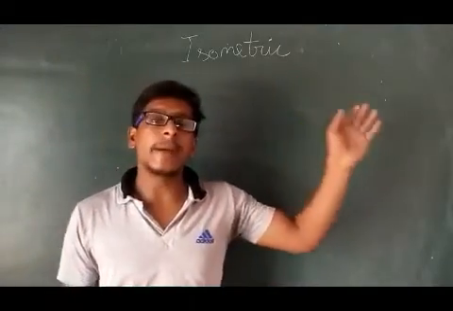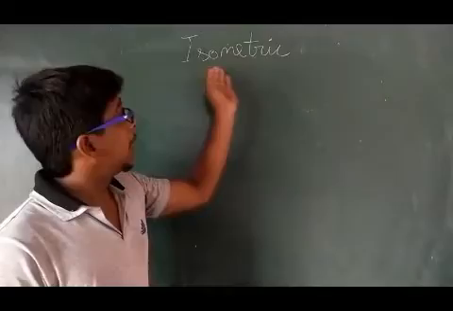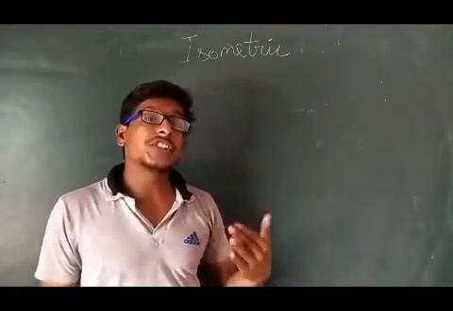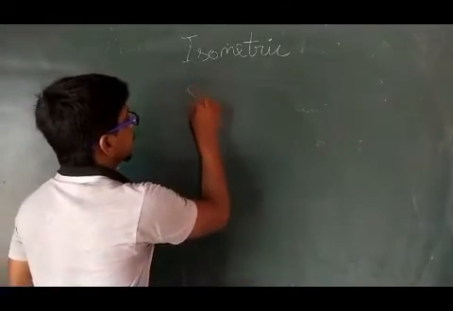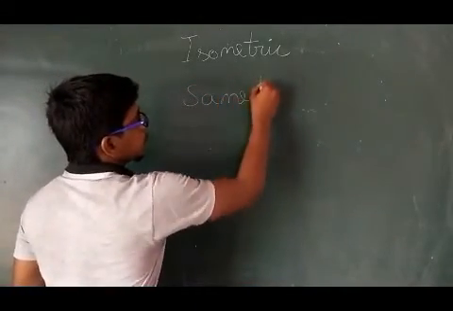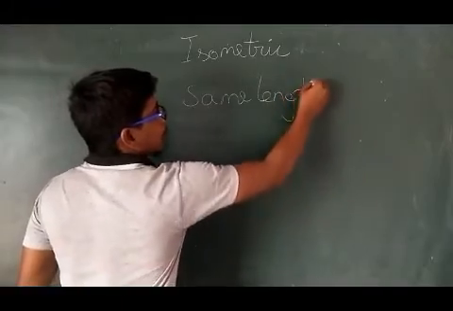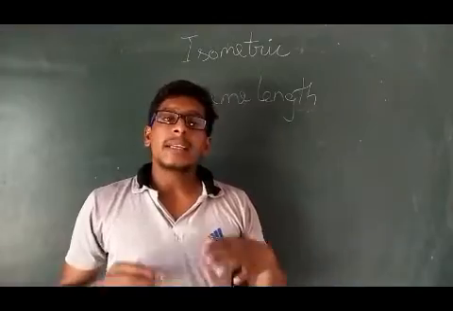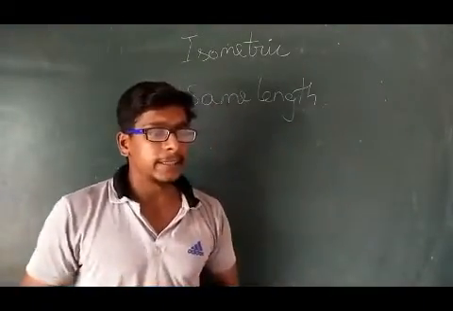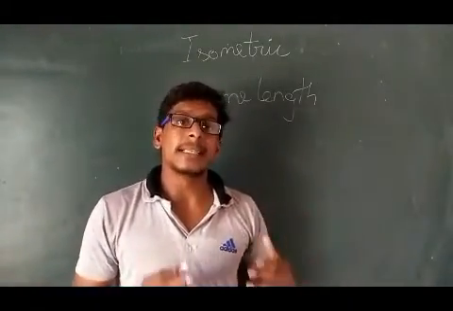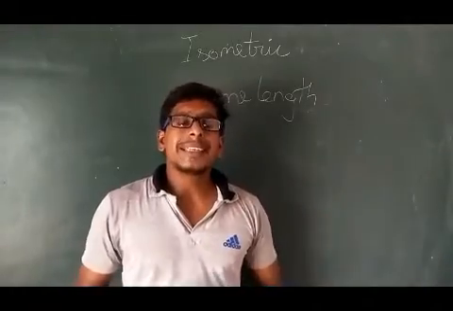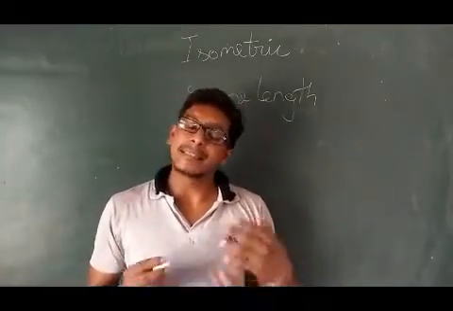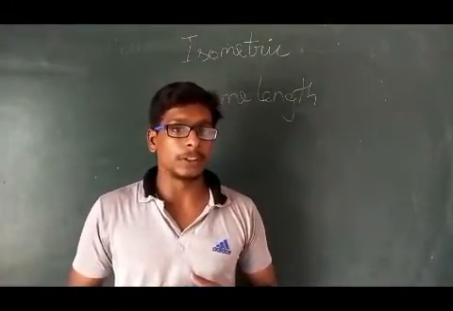The first one is isometric exercise. Isometric is a word derived from a Latin word which gives the meaning same length. Isometric means same length. In this strength exercise, the length of the muscle remains the same throughout the workout.